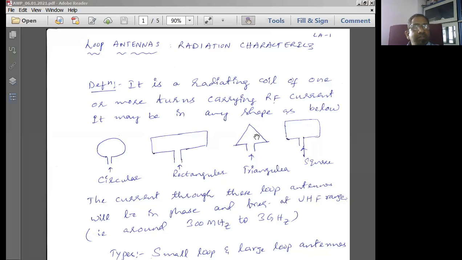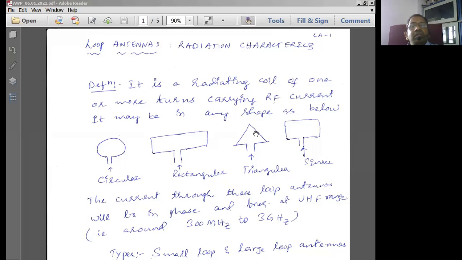In the last class, we discussed various loop antennas, such as the circular loop antenna, rectangular loop antenna, triangular loop antenna, and helical antennas. And in today's session, we will go through the radiation characteristics of the loop antenna.